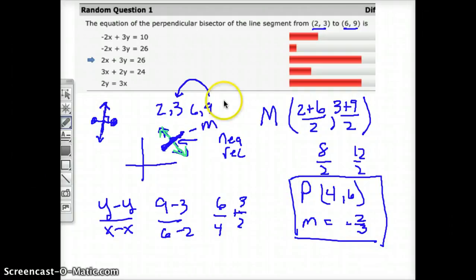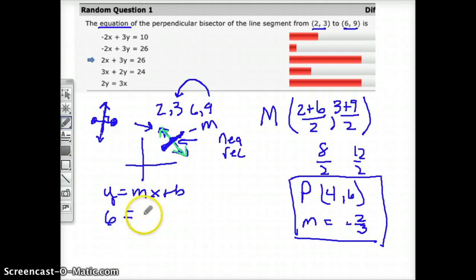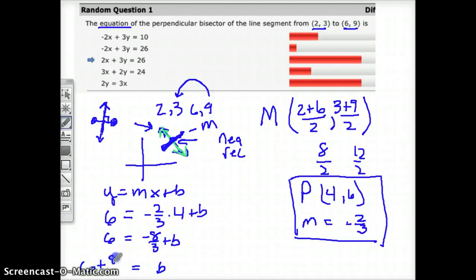Now, the question is saying, I want to know the equation of this perpendicular bisector. I want the equation of the green line. So in order to do that, I'm going to need to set up my equation. There are a lot of ways to do this. I'm just going to use this form since people are familiar with it. 6 is equal to m, which is negative 2 over 3, times x, which is 4, plus b. All right, everybody sees that 6 is equal to negative 8 over 3 plus b. Let's find b first. b is equal to 6 plus 8 over 3.